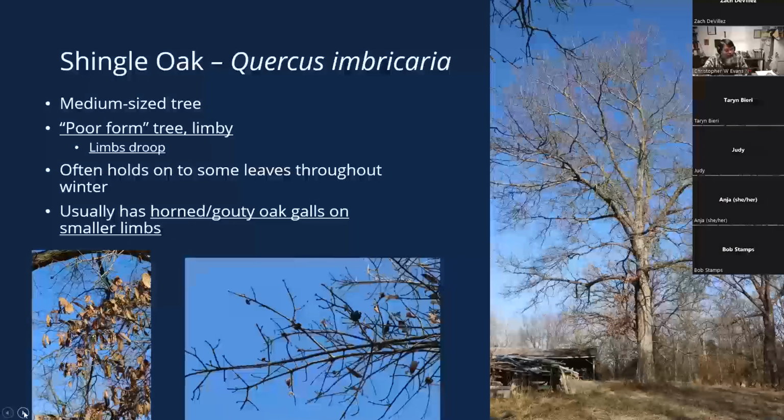And then like a pin oak, shingle oak often has a lot of those horned or gouty oak galls, the big woody galls. You can see those on smaller limbs many times, kind of hanging on to these trees as well. But overall, for shingle oak, it likes the uplands. It grows in the uplands. It's a little bit of a less strong pyramidal shape than pin oak. And so there's some ways in the winter that you can easily tell them apart.